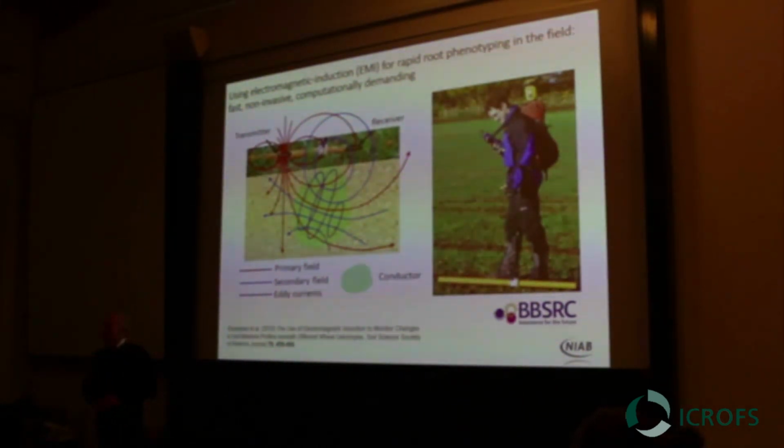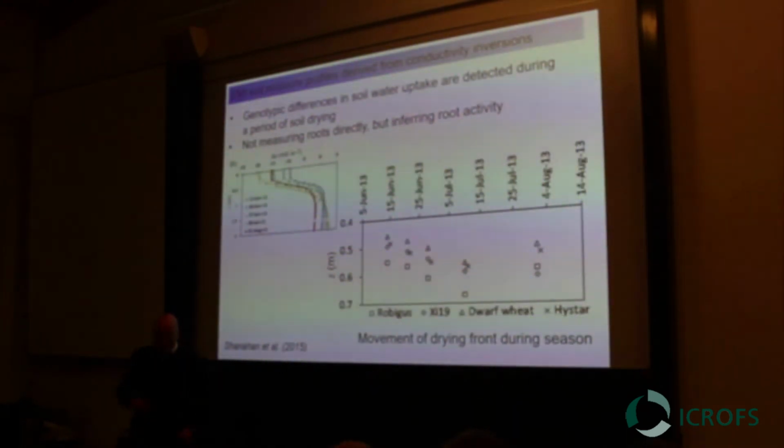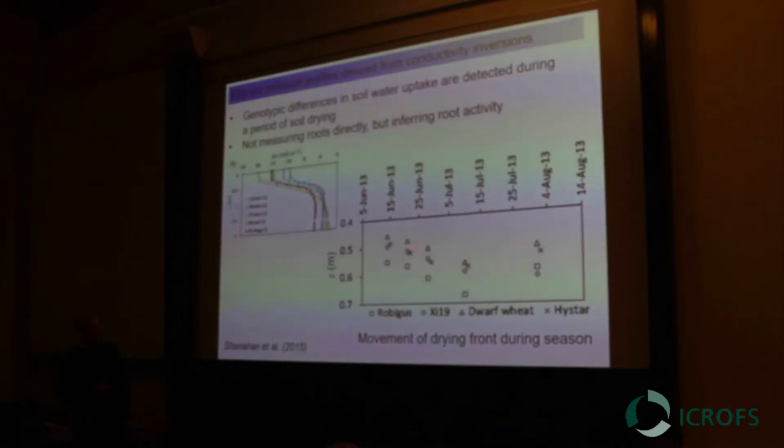So another method that we've been trying to develop that would be an indirect way of looking at changes in soil moisture content and then inferring from that the presence and activity of roots is electromagnetic induction. So it's a commercially available kit that farmers use to map their fields for soil conductivity, but you can use it in a way that you can get fine differences in root moisture content. And this shows that over a period of soil drying in the field, you can detect differences between different wheat genotypes using this method.